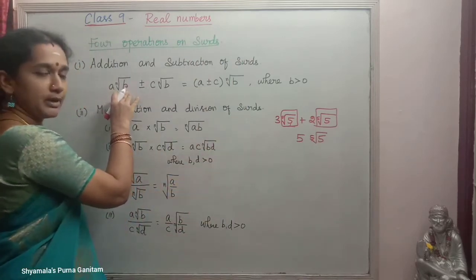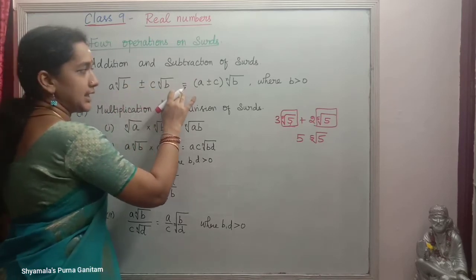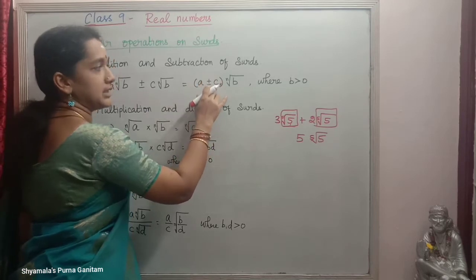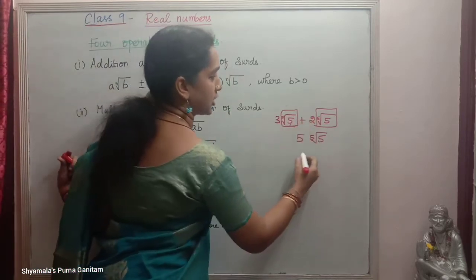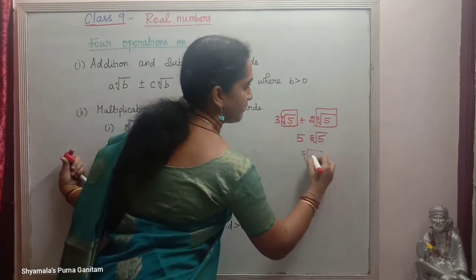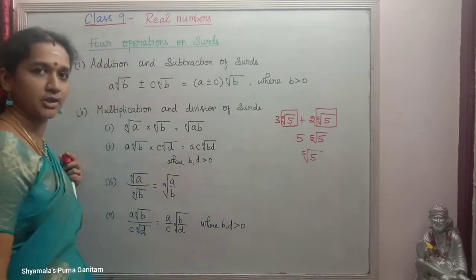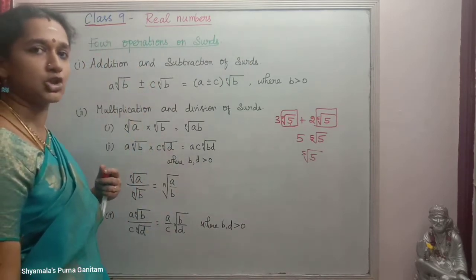a nth root of b plus or minus c into nth root of b is equal to a plus or minus c into nth root of b. So the same thing, if we have subtraction, we will get 3 minus 2, which is 1. So fifth root of 5 is the answer for subtraction. Okay, so this is how you have to do addition and subtraction of surds.